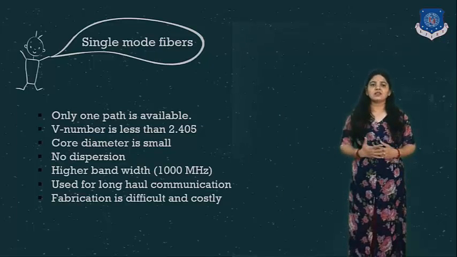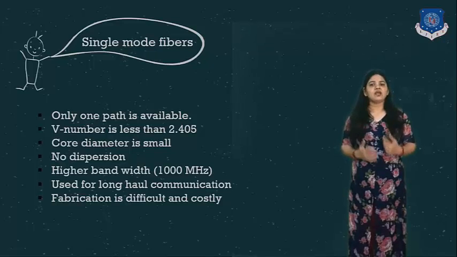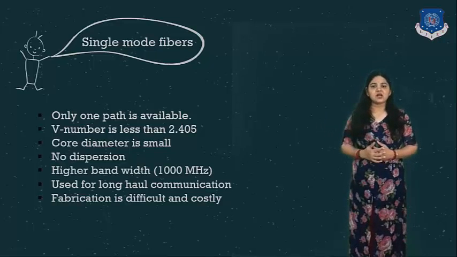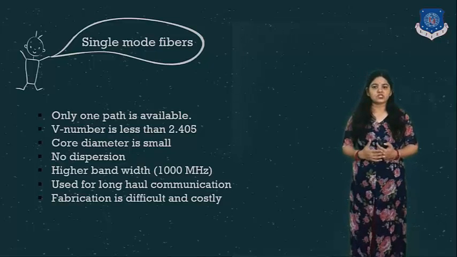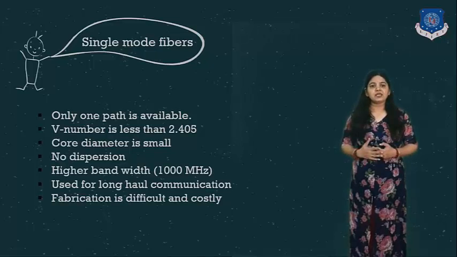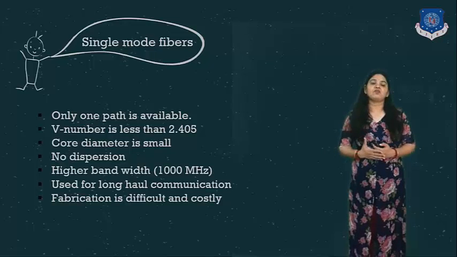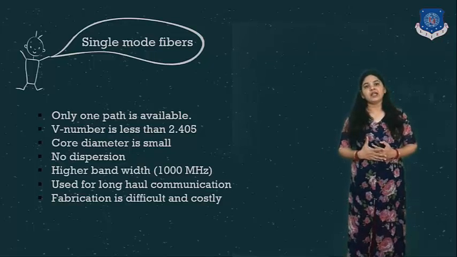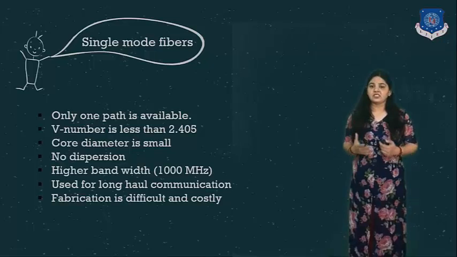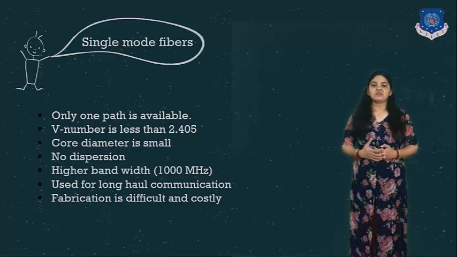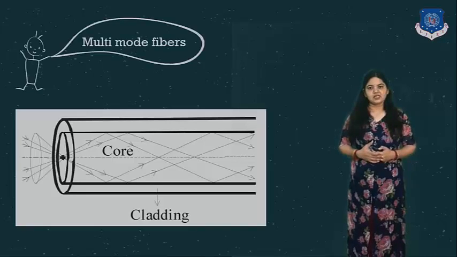Fine. So what are the advantages, and why the single mode fiber? The first is that only one path is available. The V number is less than 2.405. The core diameter is very small. There is no dispersion, and we obtain higher bandwidth, around 1000 megahertz. It is used for long haul applications, and the fabrication is difficult and costly.